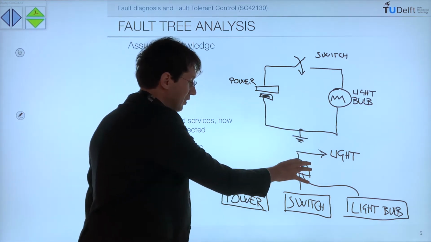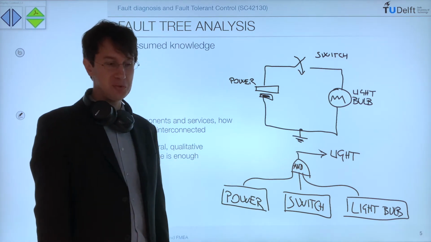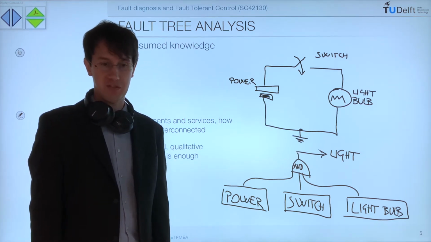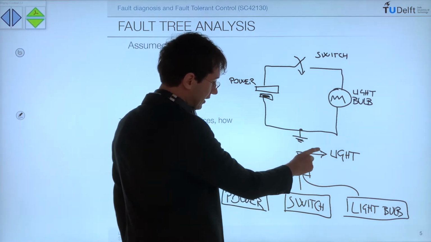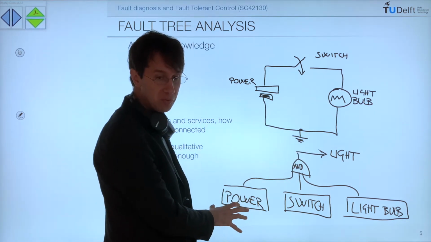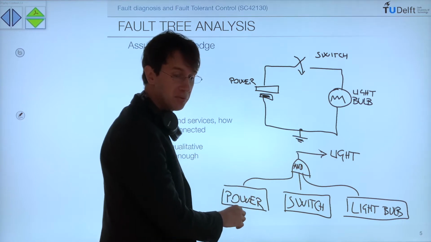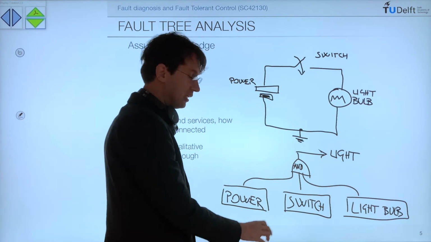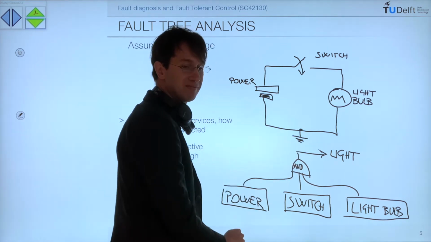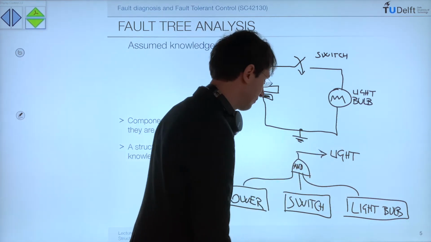So what I have drawn here is a way of representing conditions for the system to work. And this logical condition is using a positive logic. So it is propagating forward information on components working. If this is healthy and working, if this is healthy and working, if this is healthy and working, if everything is working, then you have light.